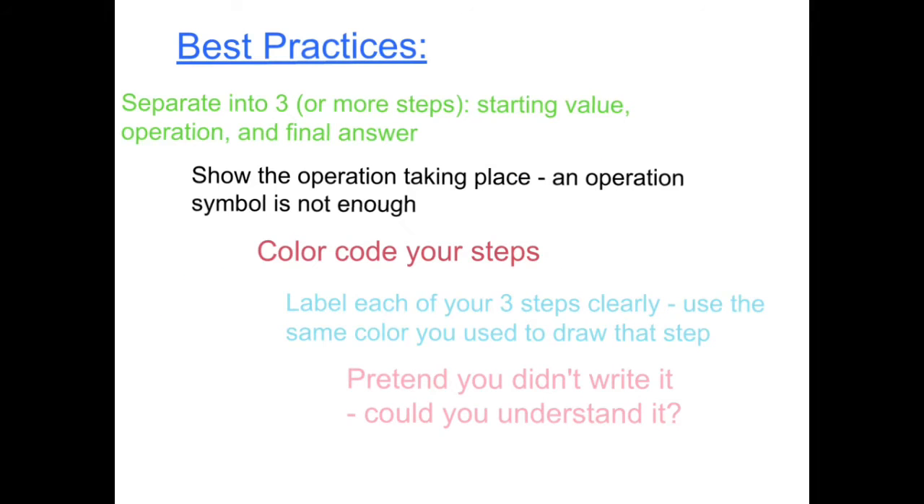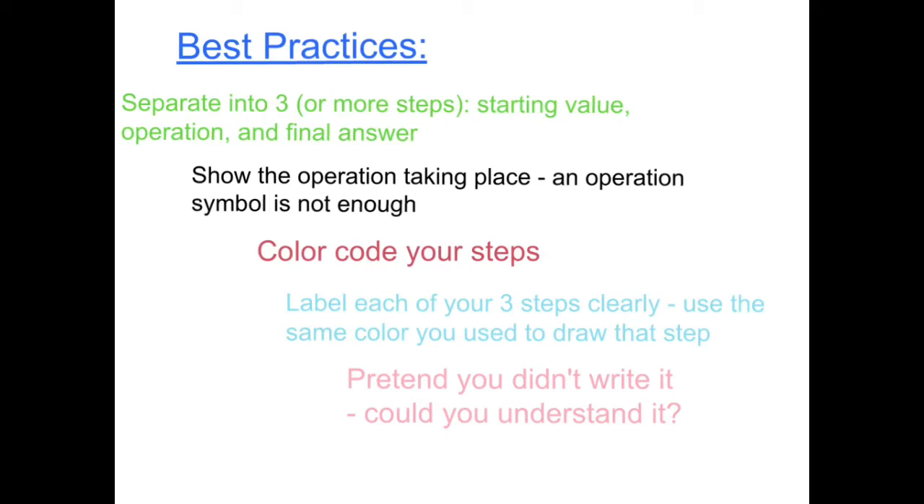Here's some best practices I've found for making visual models, separated into 3 steps. If we're adding 2 numbers, we have a starting value, right? 3 plus 2 equals 5. Show that you start with 3. Show that you're adding something in. Show that you have a final answer. This goes for any operation.